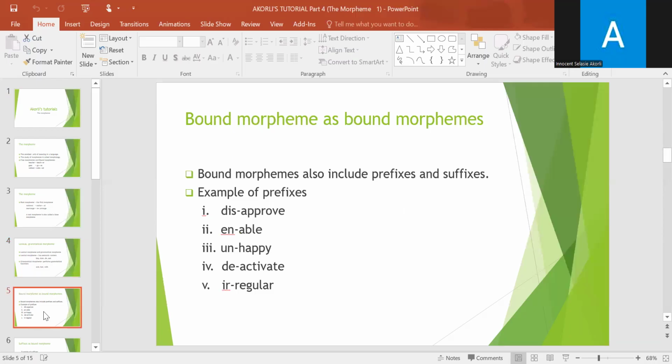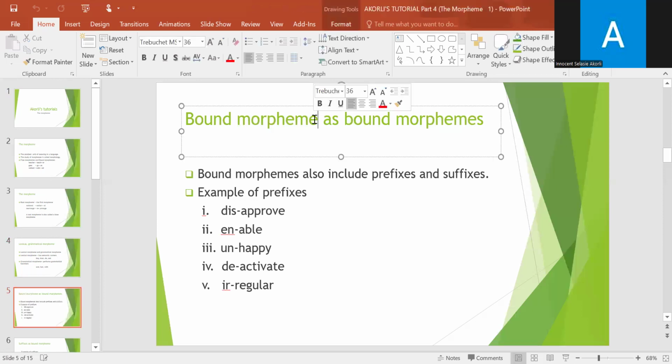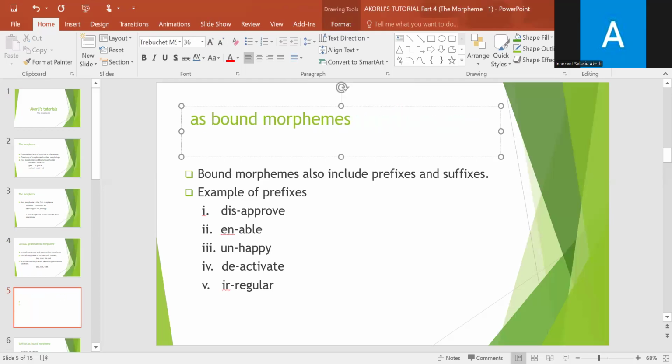Talking about bound morphemes, generally we're going to have two categories of bound morphemes. We're going to have prefixes and suffixes, making bound morphemes. Basically, the umbrella name is affixes.